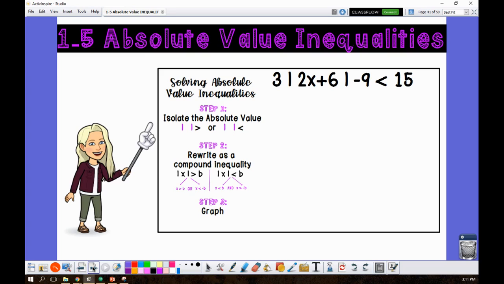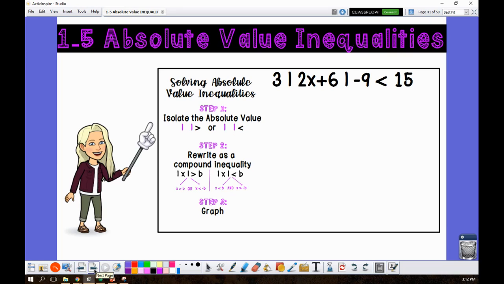Let's work on one that's a little bit harder. I want to do one where we have to do step 1. So in this one, we don't have the absolute value by itself. So we have to get rid of this 3 and we have to get rid of this -9 before we can move on to step 2.